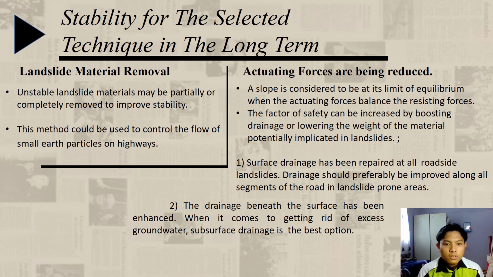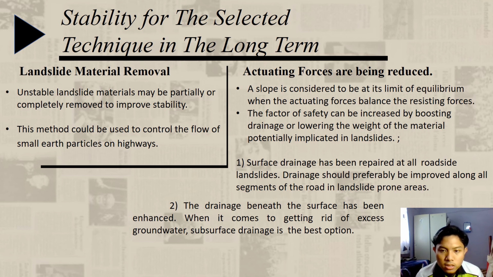Lastly, I will continue with the stability for the selected technique in the long term. First, landslide material removal. Unstable landslide material may be partially or completely removed to improve stability. So this method could be used, even though it is expensive, to control the flow of small earth particles on highways.